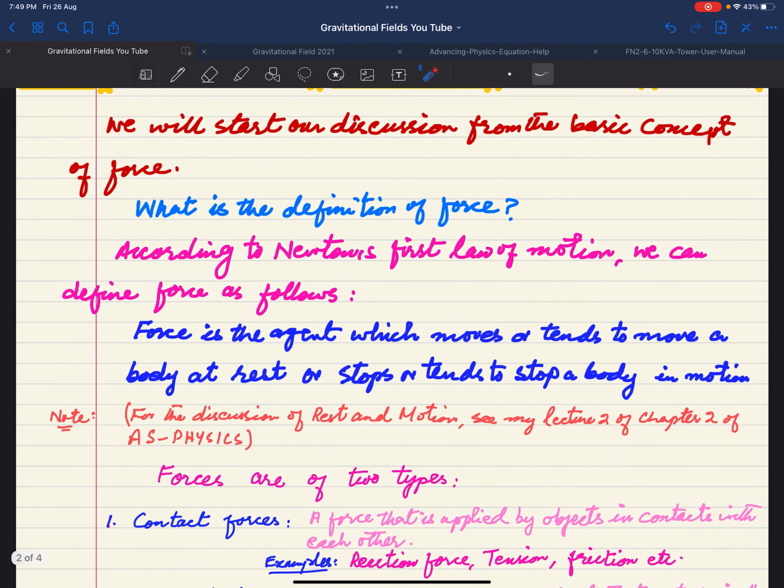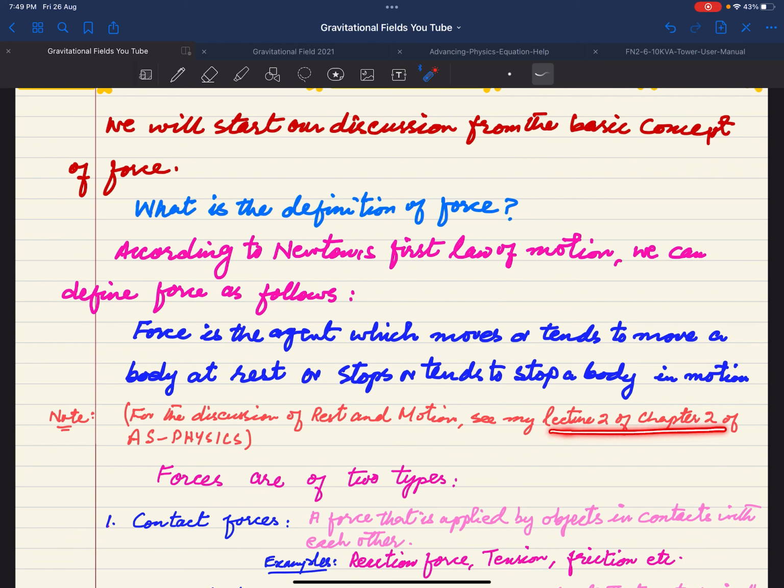Basically, in one of the discussions of chapter number 2, lecture number 2, I have discussed rest and motion, and there you have the detail of this discussion. But for the time being, I am moving forward.